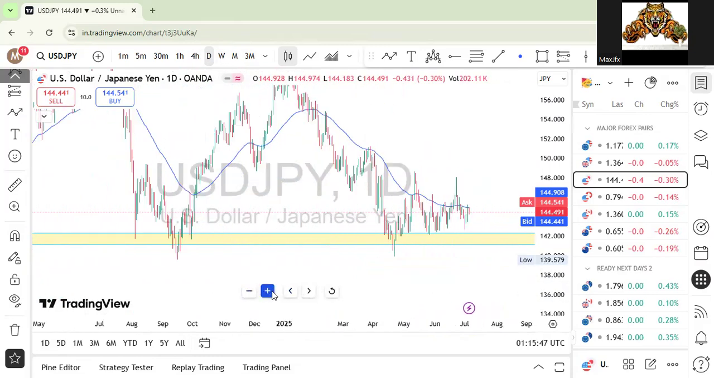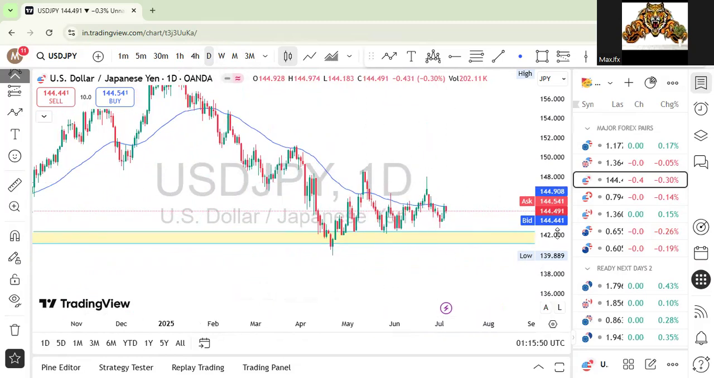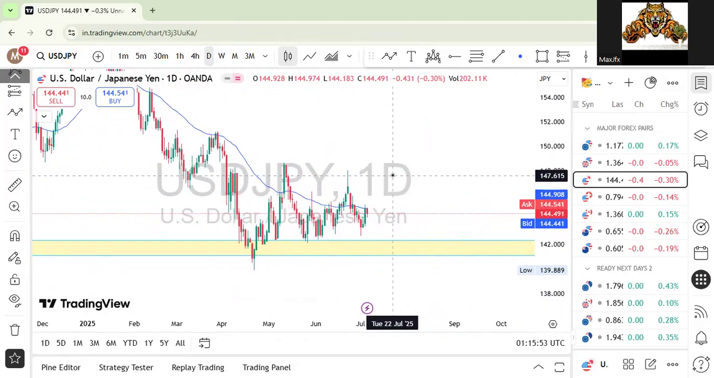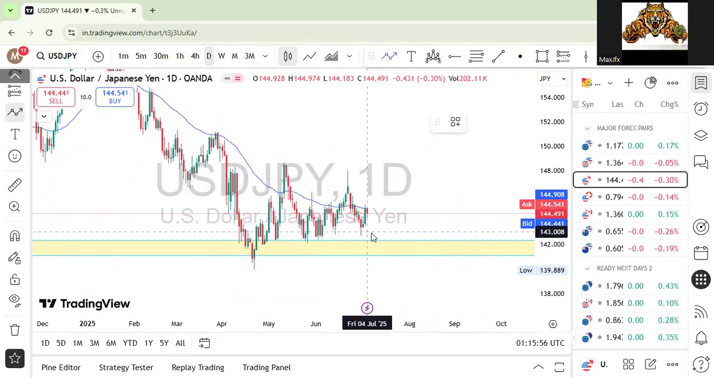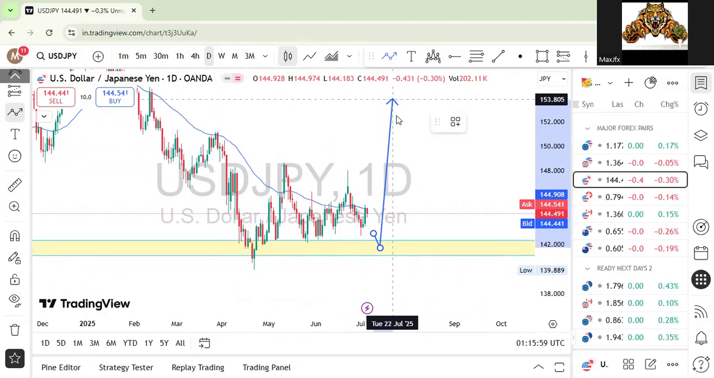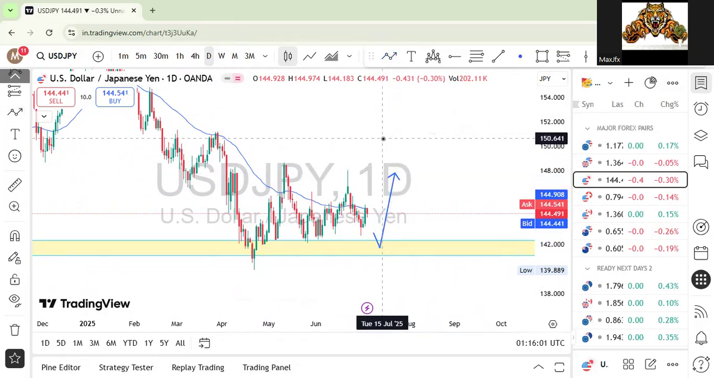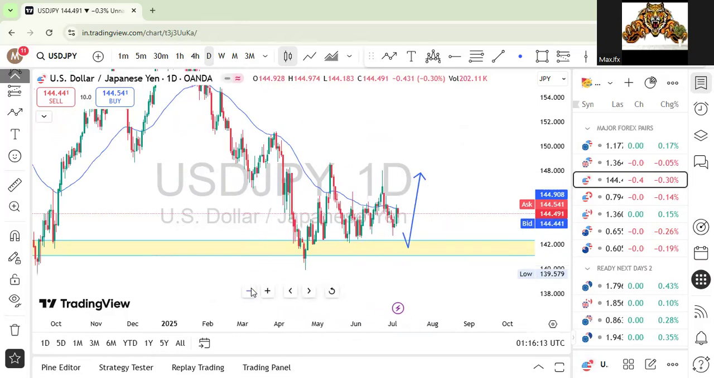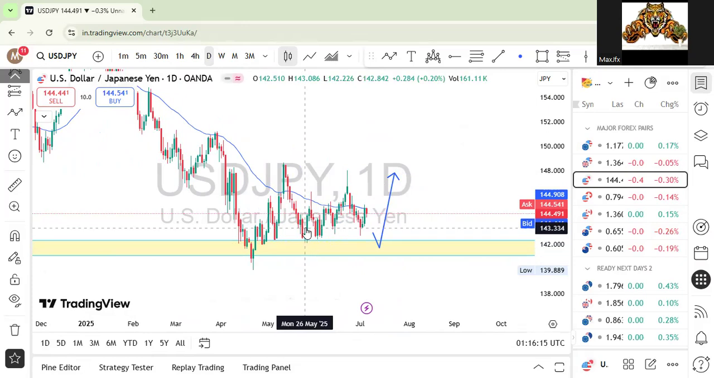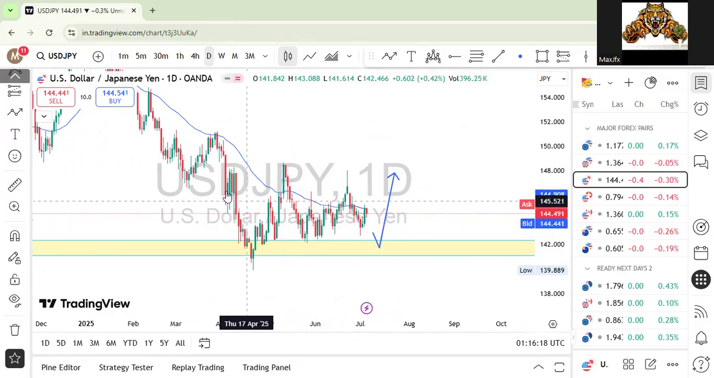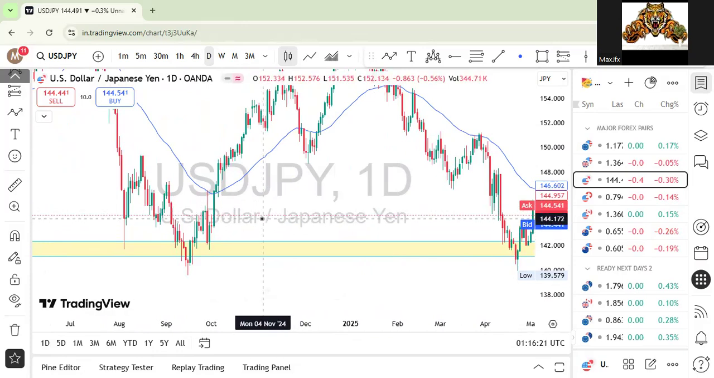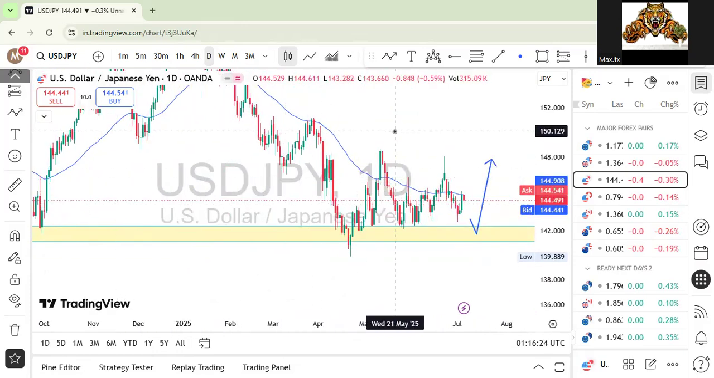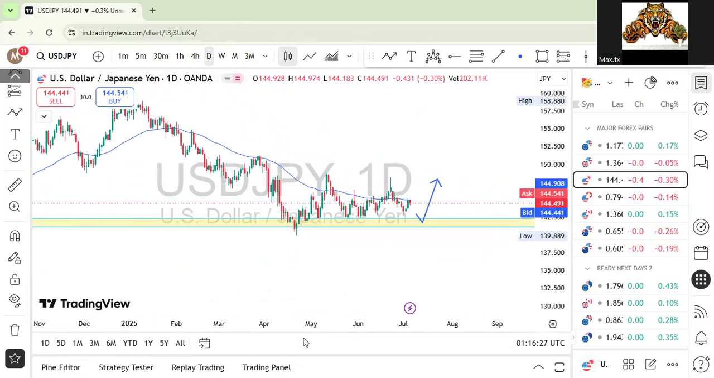Okay, so on that same zone, what we'll be waiting for is the price to come into this zone before we take the trade. If it doesn't come, we're not taking it. If it comes here, we take it. Because that's the major zone that we can buy from. Alright, so that's it for the JPY.